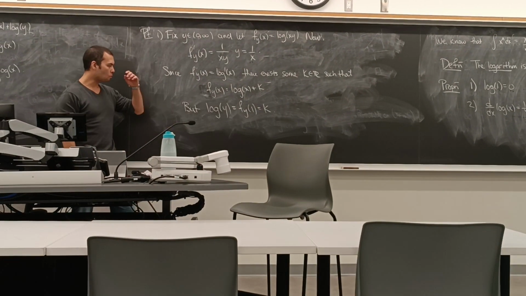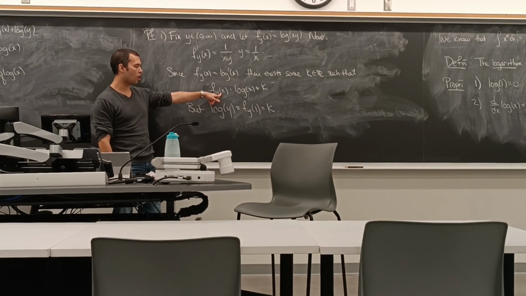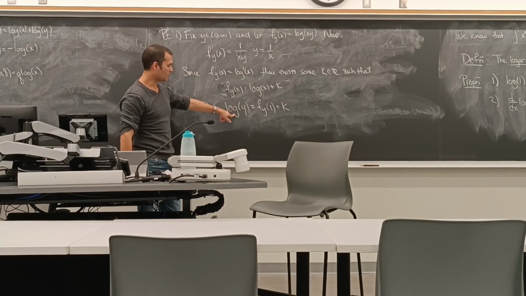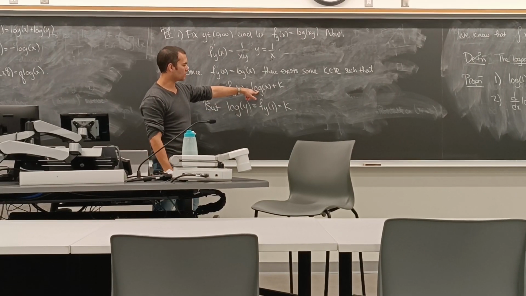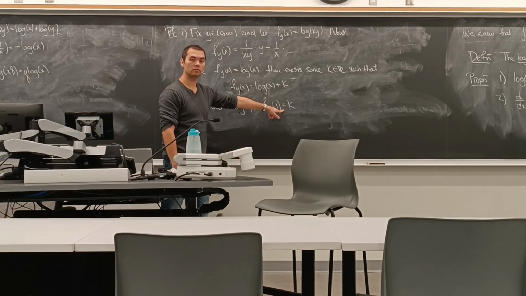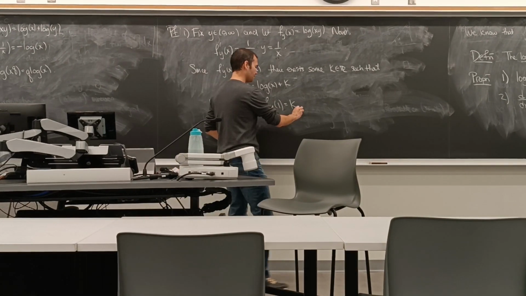Right? So if I plug 1 into both sides, this just becomes log y, because the function is log xy. So if I plug x equals 1, that just gives me log y. If I plug it into the right-hand side, log 1 is 0, and so I just get k out. So k is log y.